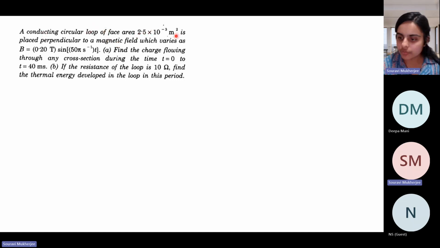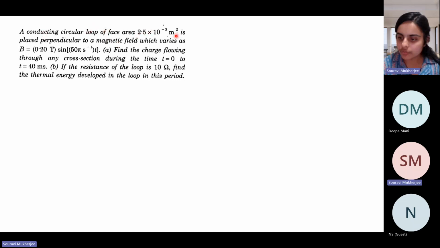Okay, so let us look at the solution. If you don't understand something, just let me know. So this is the area. This is how your magnetic field is changing. You know your B, the amplitude. You know your frequency. And you also know the resistance, right? So what is the flux through the loop at time t? This is how your flux should be, right? And then what is the induced EMF? That is the minus of the rate of change of flux. This is what you get.